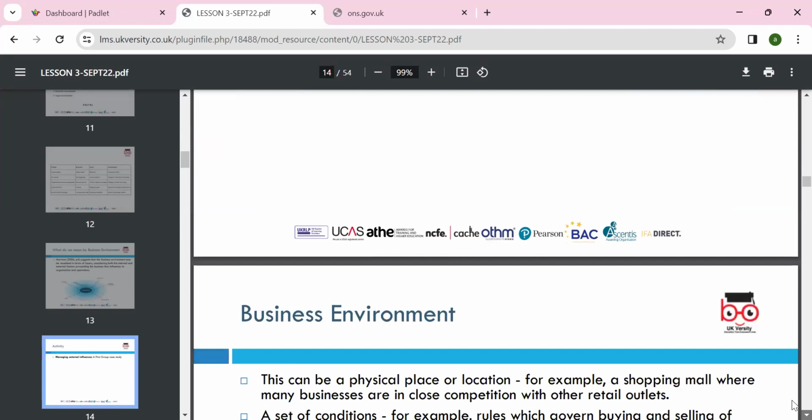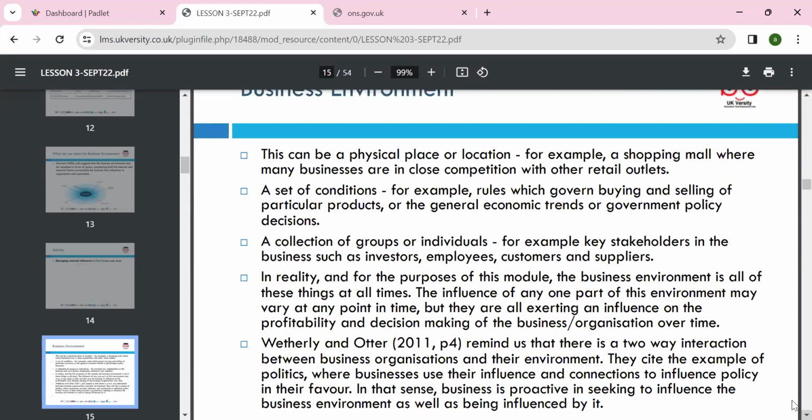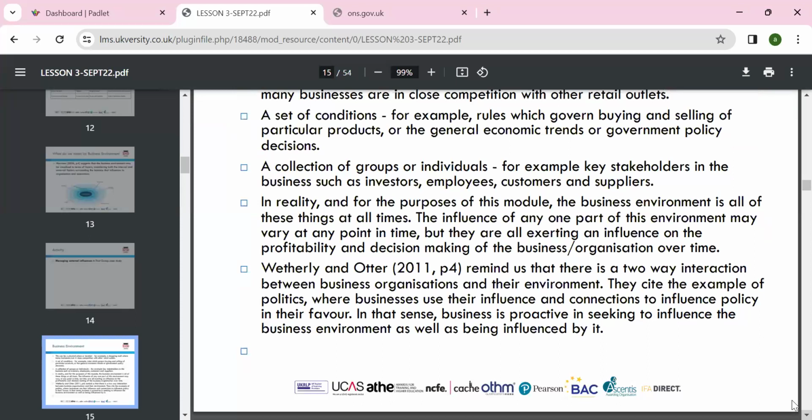Example, politics, where people use influence and connections to influence policies in their favor. So we can understand the political. We can look around according to the PESTLE framework. We have to carry on changing.